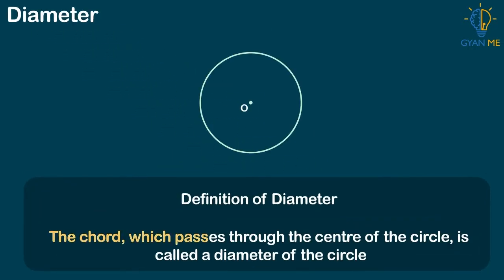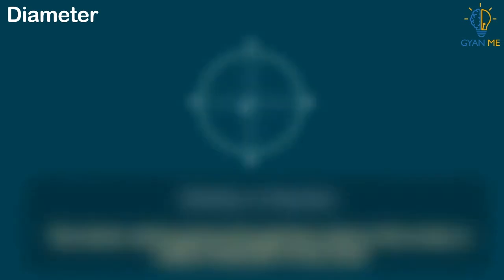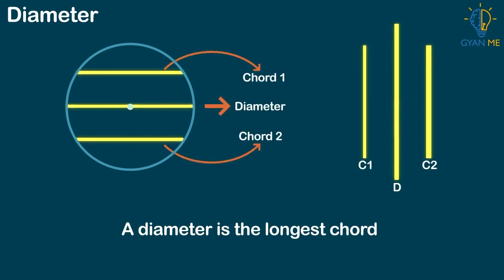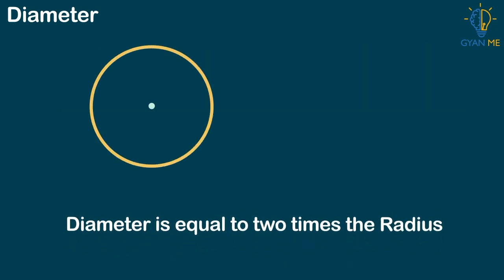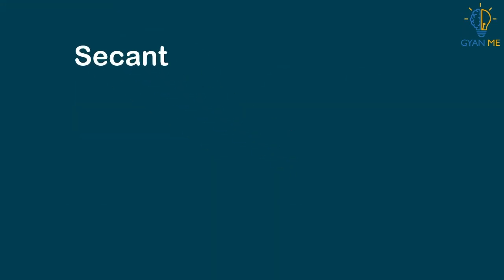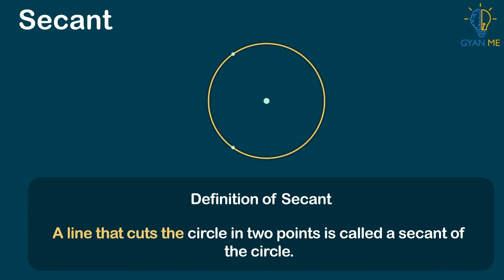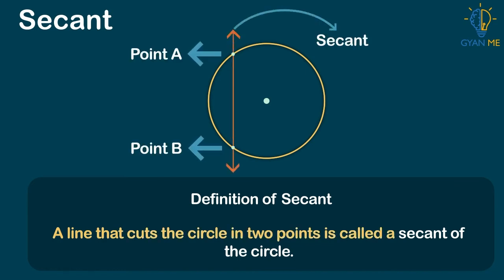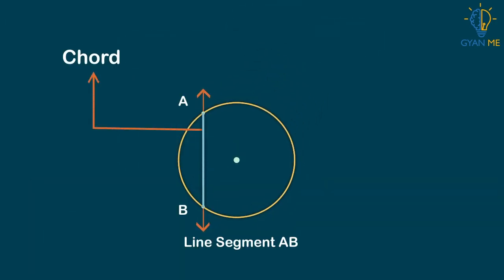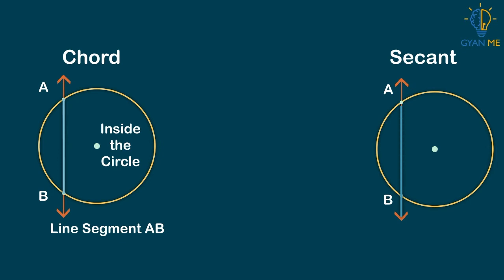Diameter, the chord which passes through the center of the circle, is called a diameter of the circle. Diameter is the longest chord. Also, it is 2 times the radius. Next, we will see secant. It is a line that cuts the circle in 2 points. Now remember that a chord is a line segment and is always inside the circle, while secant is a line and goes outside the circle.